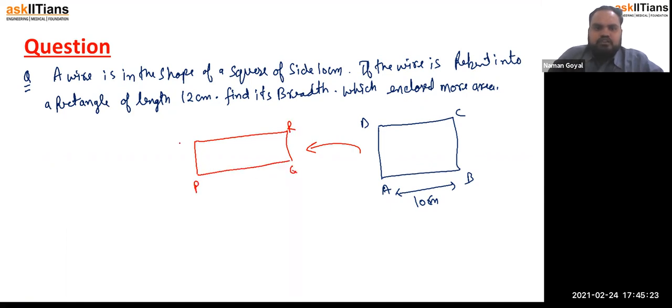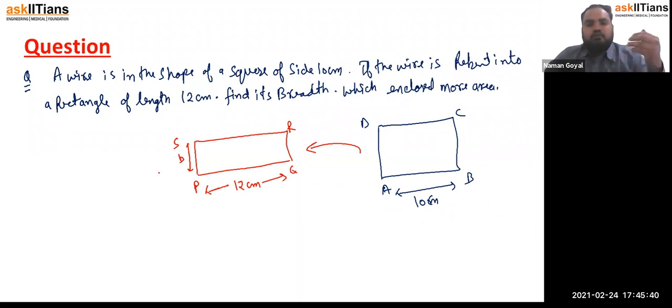So first of all, the question is asking, the length of that rectangle is given, which is 12 centimeter. It is asking for breadth, so we can take it as B. Now see, the length of wire is constant for both the figures, right? So we can say that the perimeter for both the figures is the same, isn't it? Because the length of wire is the perimeter. So the length of wire is the same for both the figures, so the perimeter for both the figures is the same.